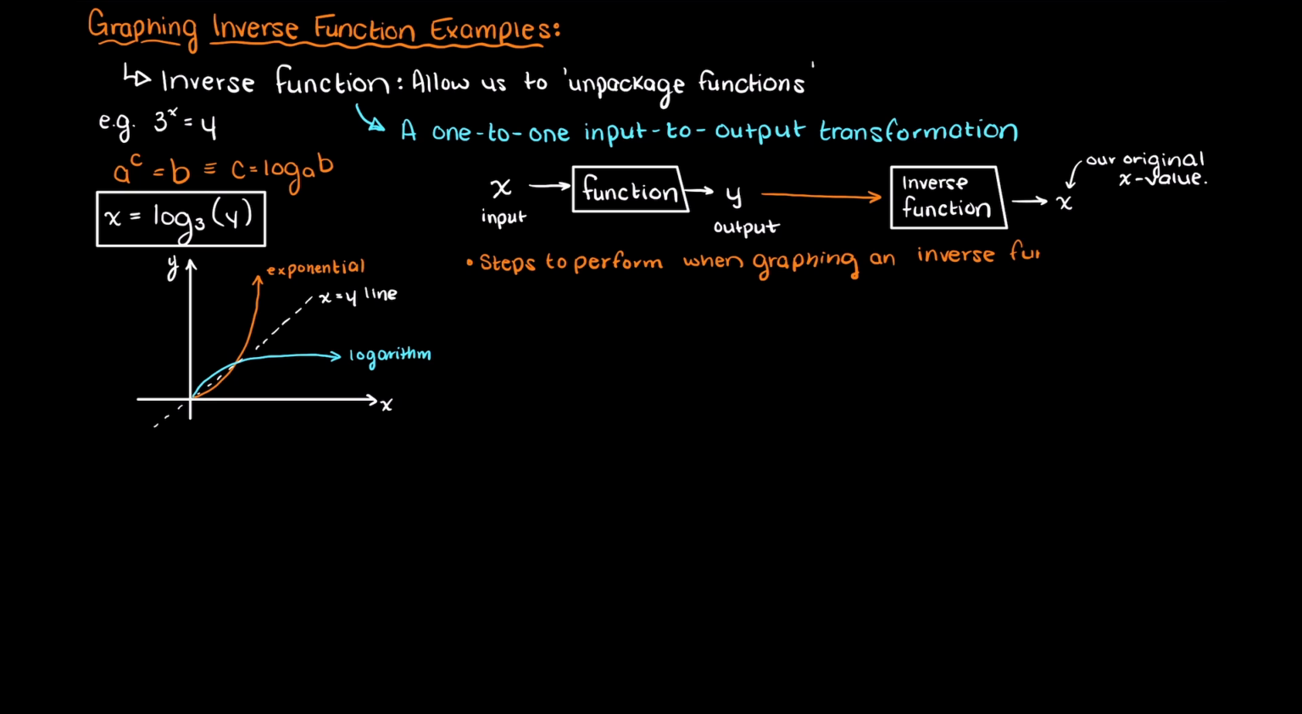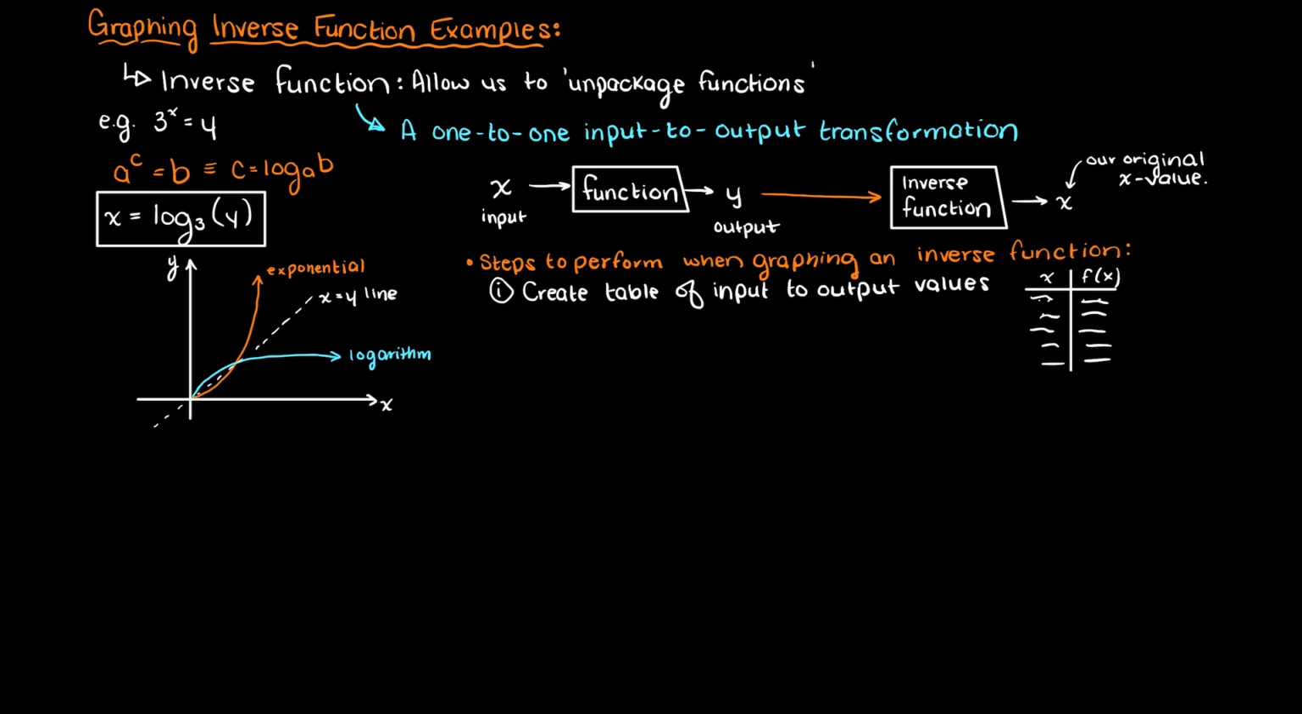Well, firstly, we want to create a table of input to output values just like we did when graphing regular functions. Through this, we will get a list of ordered pairs that we can plot on a graph. Once we have graphed our initial function, we are ready to graph the inverse function. And here's the cool part.